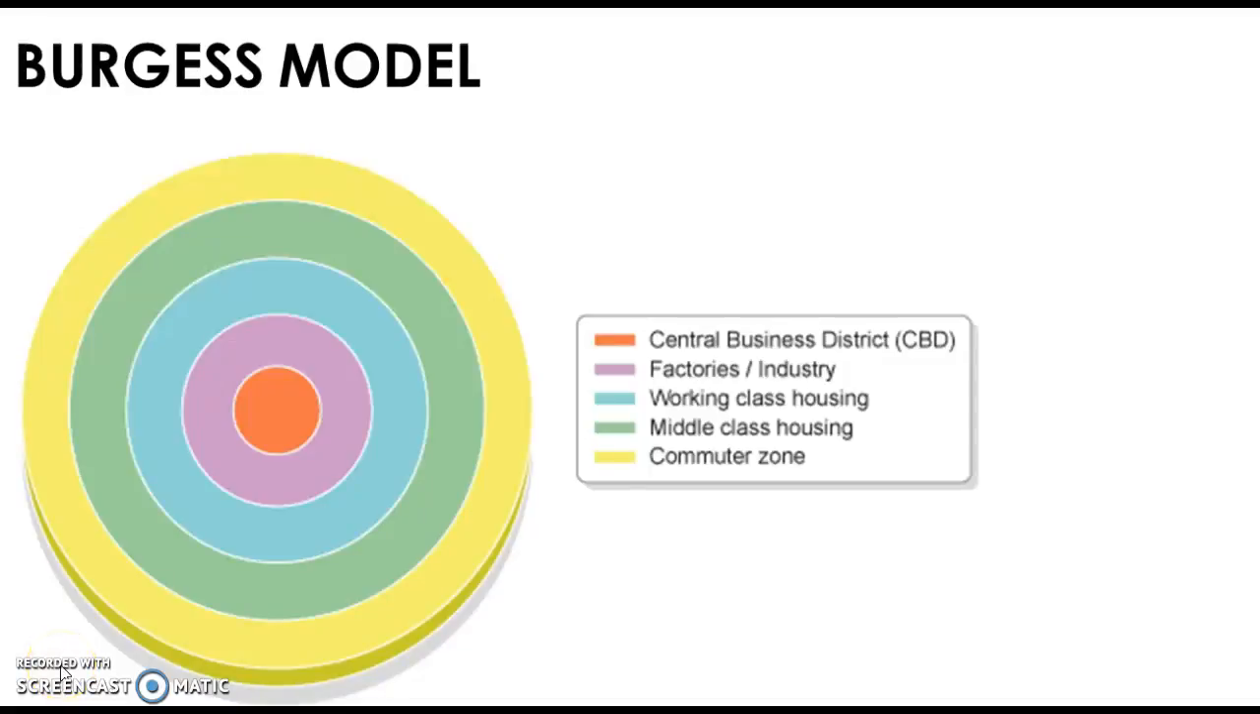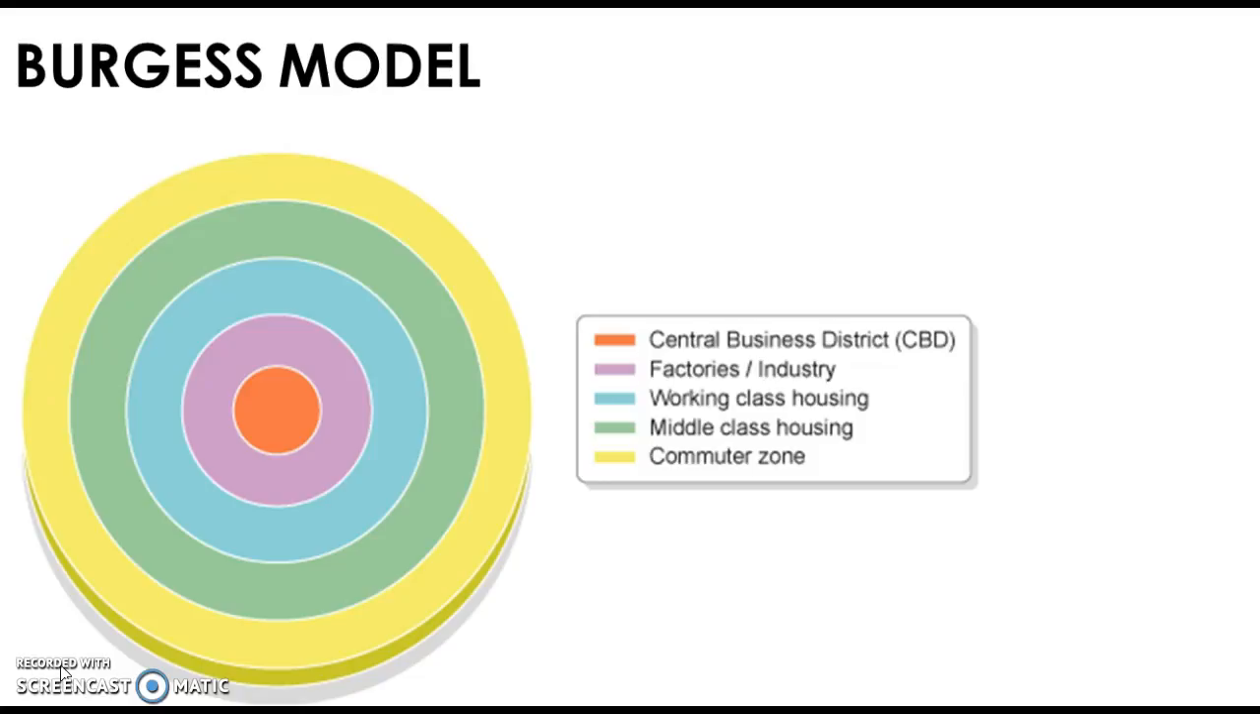Okay, here's some more information for you about urban land use models. We're going to start with the Burgess model. This was created in the 1930s and it was based on the city of Chicago. And as you can see, it's a very uniform pattern, and it's called a concentric ring model.